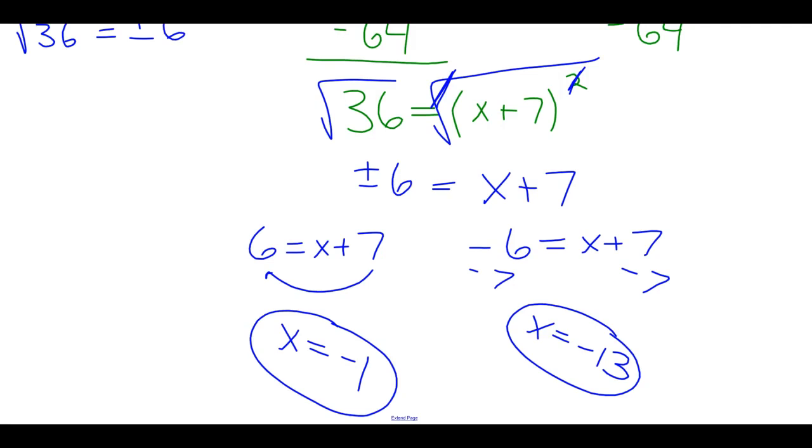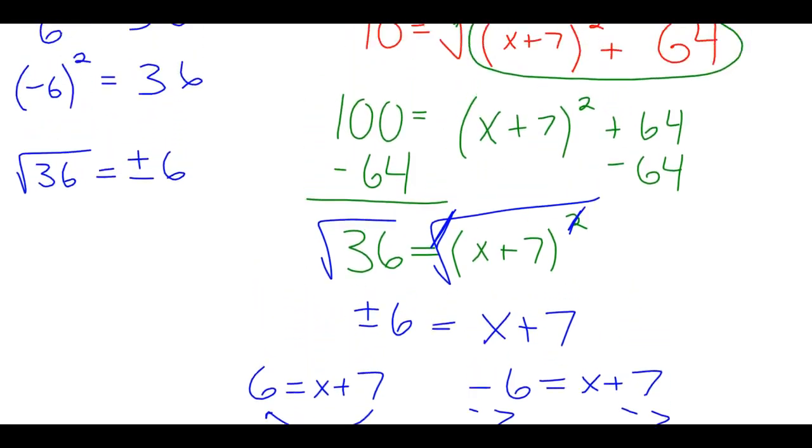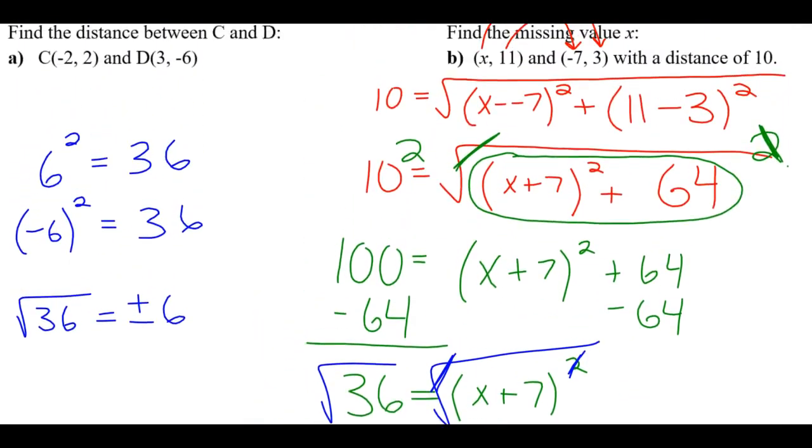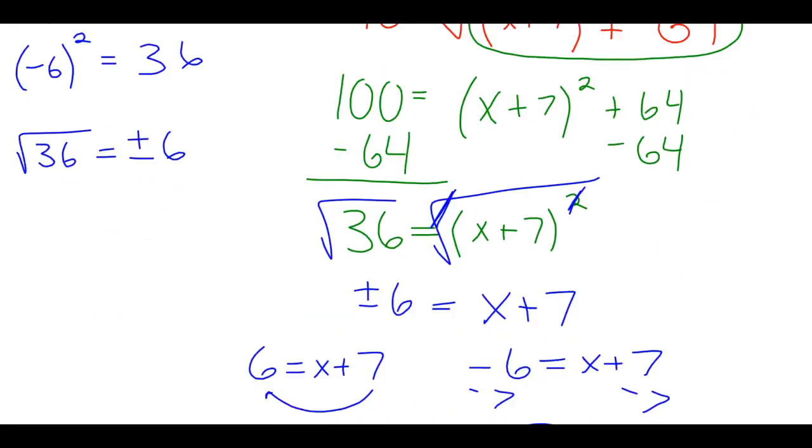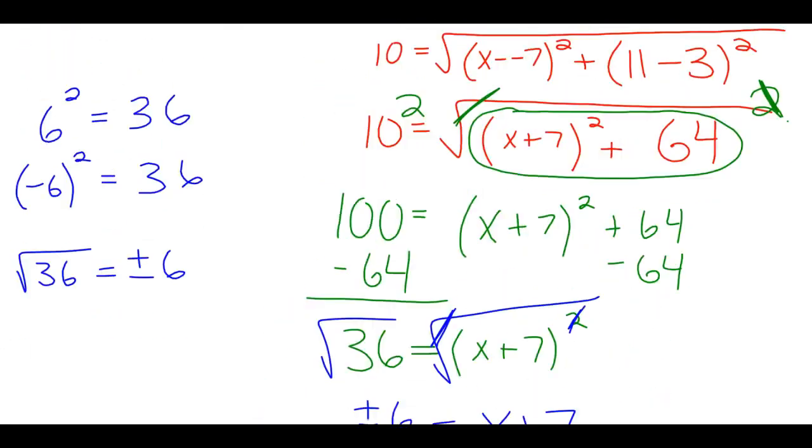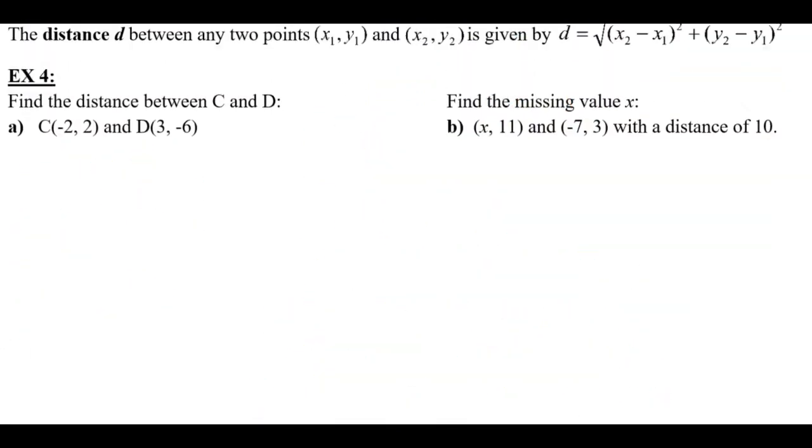Okay, now real quick, before you pack up, I want to explain what the heck just happened. Because that was kind of crazy, right? There's our original problem. So we got negative 13 and negative 1. So I'm going to clear all this junk out of the way. We got x equals negative 13 and we got x equals negative 1, right?